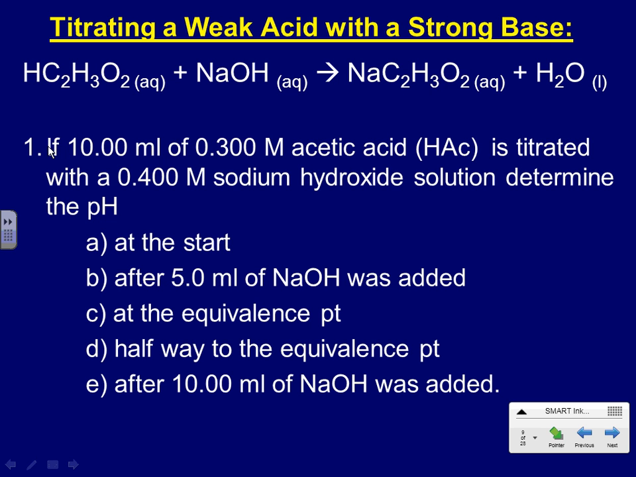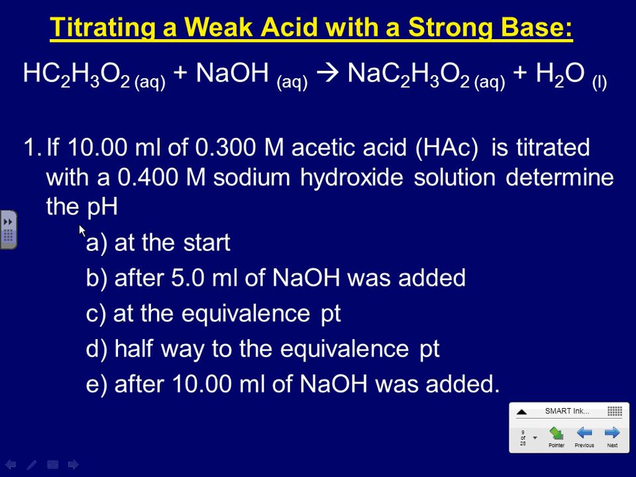So for our example, we're going to have 10 milliliters of 3 molar acetic acid, and we'll just call that HAc, short form for acetate here. So our C2H3O2 is going to be substituted in as Ac. Actually, I might even shorten it up to just be HA like we have been. It's going to be titrated with 0.4 molar sodium hydroxide solution.